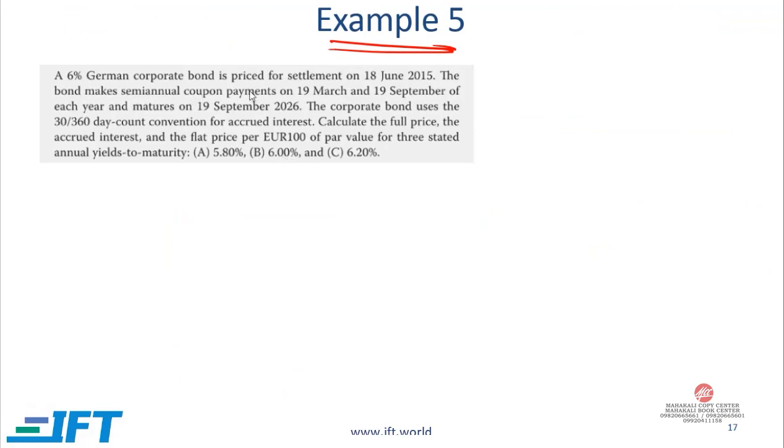A 6% German corporate bond is priced for settlement on 18th June 2005. The bond makes semi-annual coupon payments on 19th March and 19th September. The bond matures in 2026. The corporate bond uses the 30-360 day convention for accrued interest. We need to calculate the full price, accrued interest, and flat price with this par value for different YTMs. Let us draw this out first.